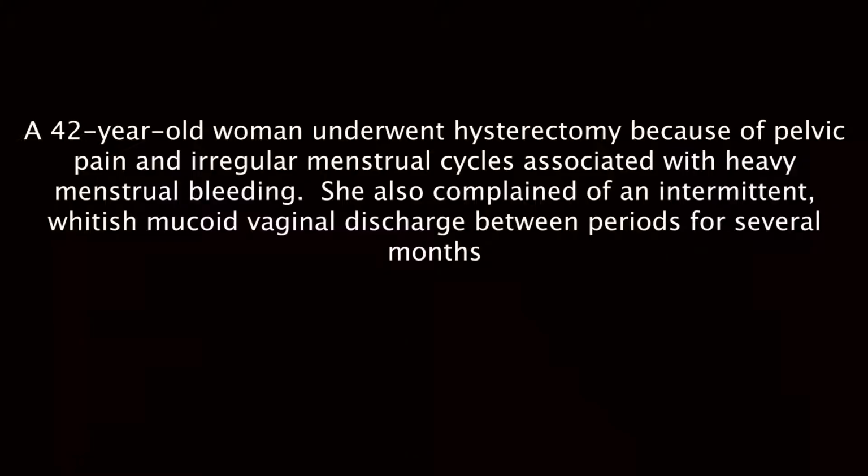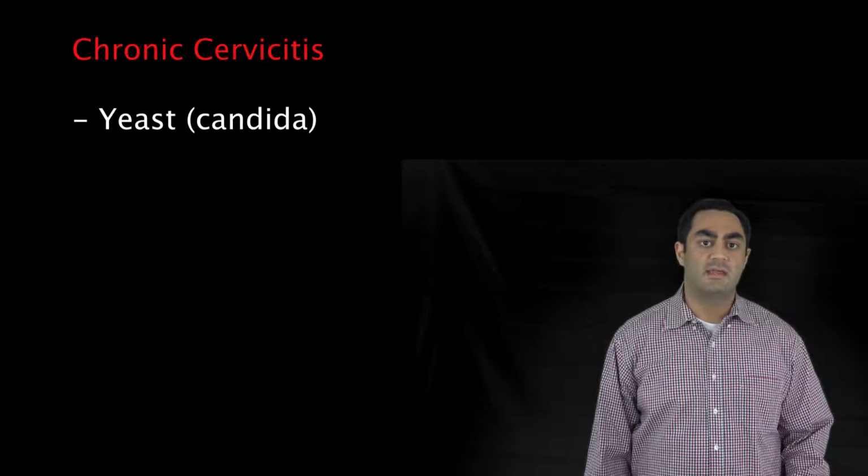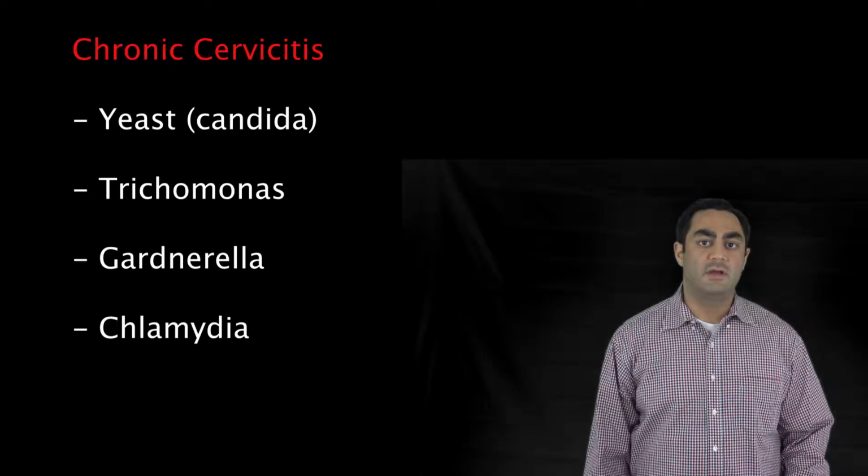Case number 3. A 42-year-old woman underwent hysterectomy because of pelvic pain and irregular menstrual cycles associated with heavy menstrual bleeding. She also complained of an intermittent, whitish, mucoid vaginal discharge between periods for several months. So what is the diagnosis here? It is chronic cervicitis, and there are a few things that can cause this chronic irritation. First is yeast Candida, second is Trichomonas, third is Gardnerella, fourth is Chlamydia, or Neisseria gonorrhoeae.